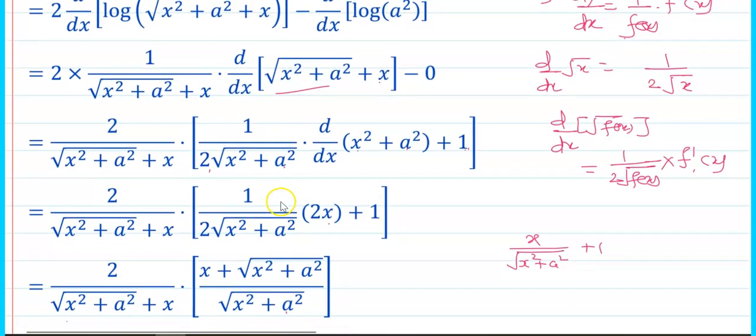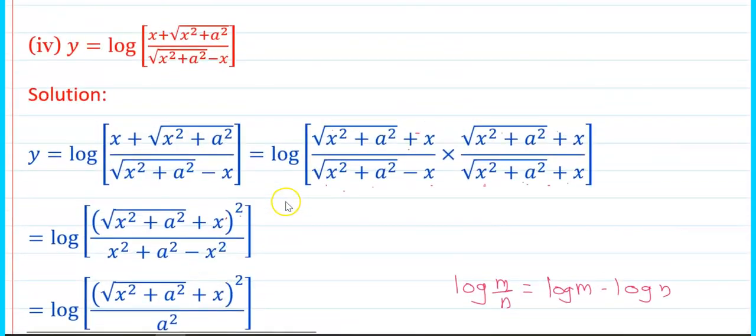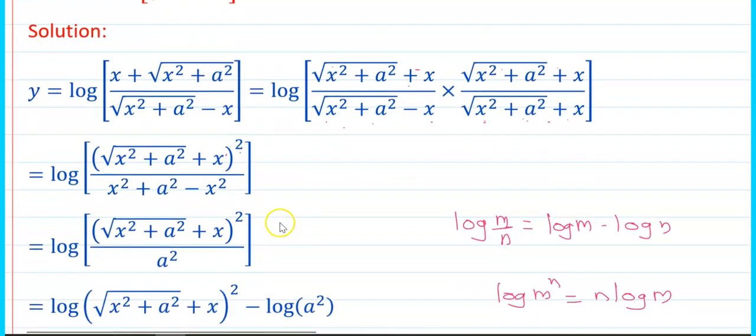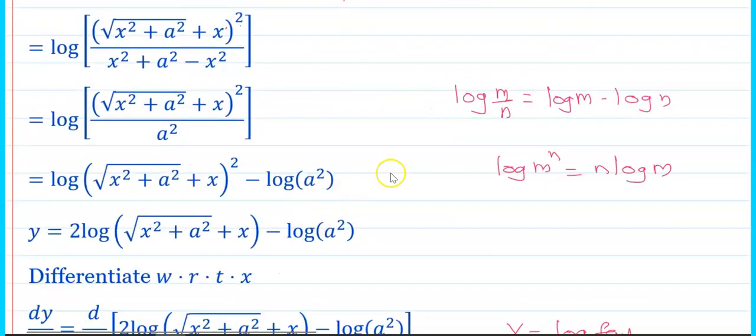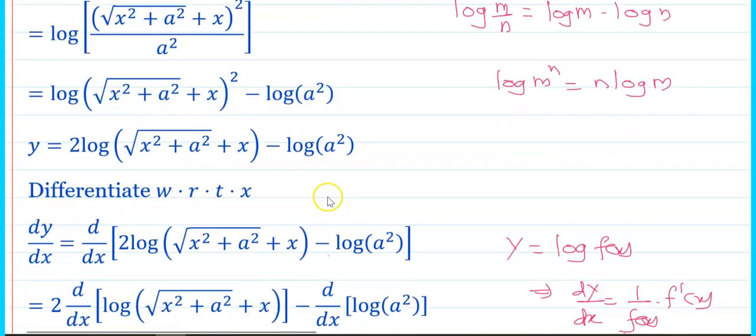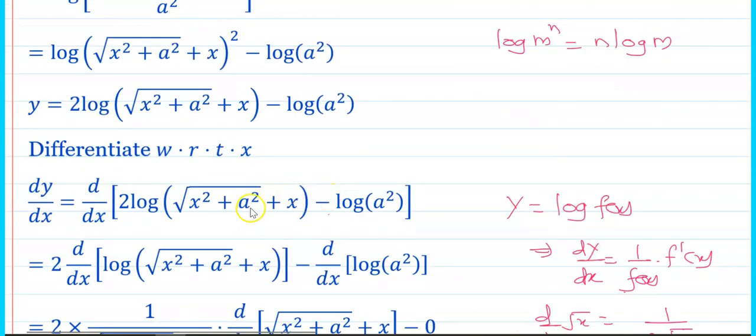Okay. Again you can see the rationalization, bracket square. Okay. Again, the log rule, log of m upon n is log of m minus log of n. Differentiate. Again the rule, log of m raised to n means what? n times log of m. That is 2 d/dx of log of (root of x square plus a square plus x) minus d/dx of log of x square.